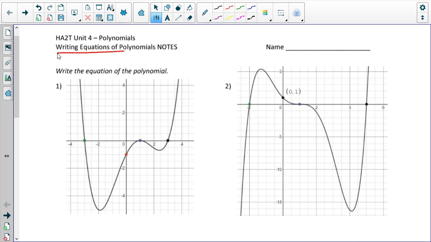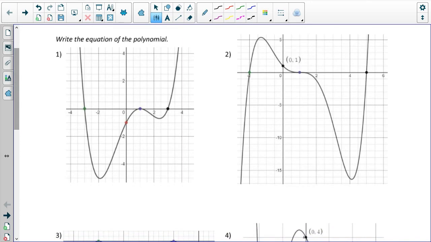Today we're going to talk about writing equations of polynomials. So we're essentially working backwards from what we did yesterday.